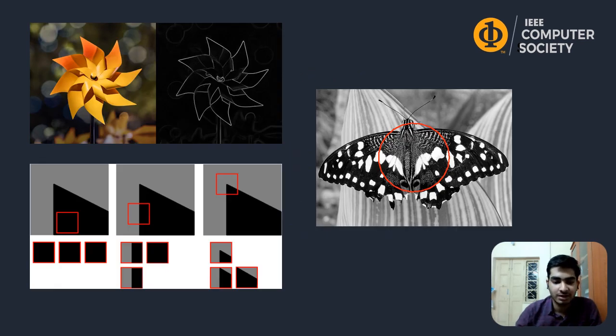So the first image is an example of edge detection, and this is blob, and this is the other example. This is the corner detection, and this is the example of blob.